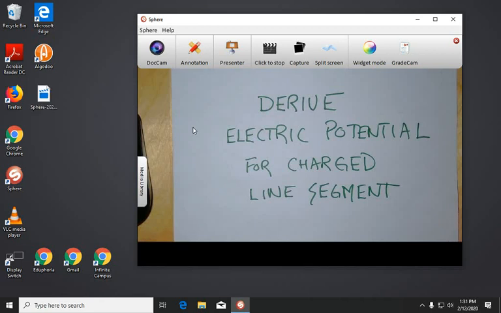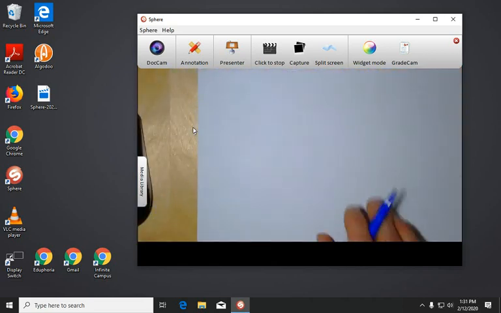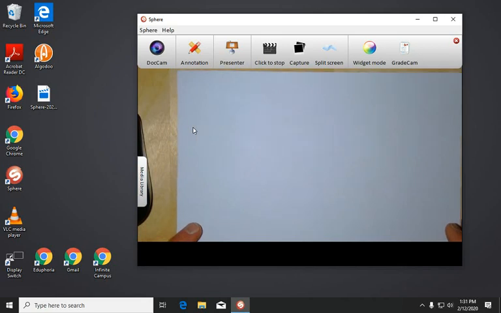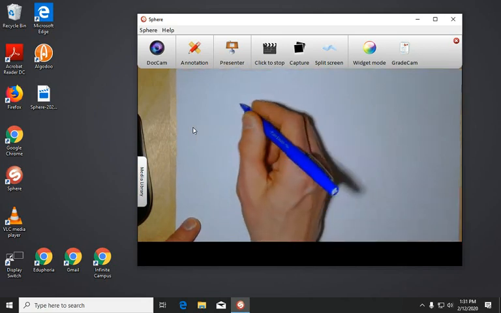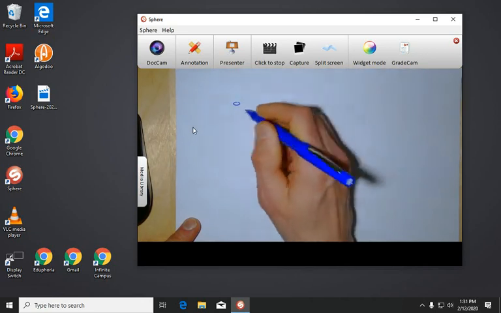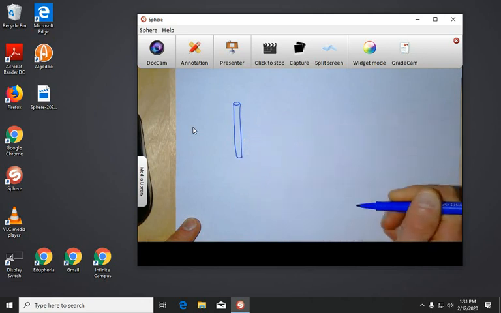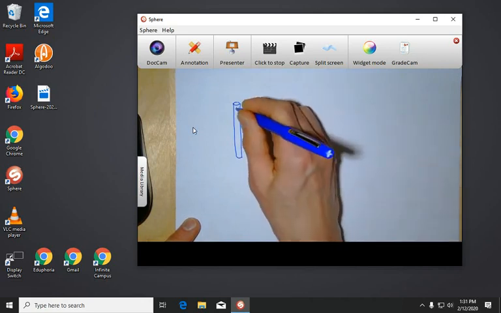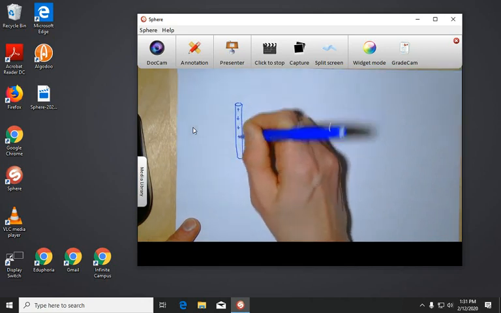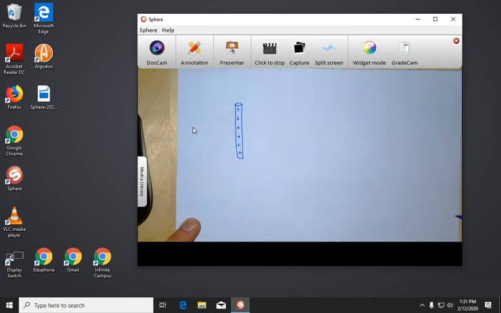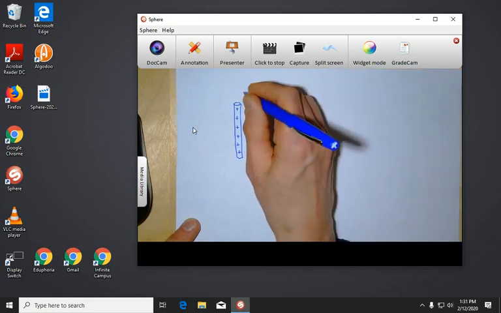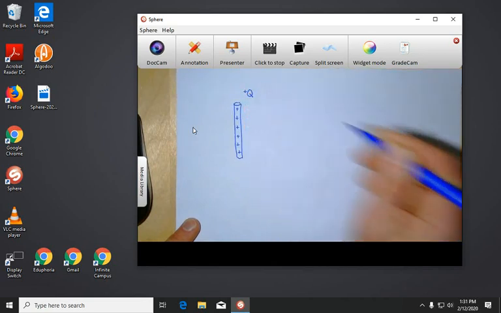Hello. In this video I'm going to show you how to derive the electric potential for a charged line segment. And so what we're going to do is start off by drawing a picture of the line segment. I'm going to make it look like a tube, and we're going to spread out charges uniformly on that tube. The total charge is going to be plus Q, and it's spread out evenly.